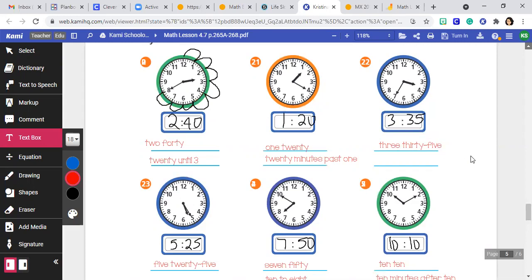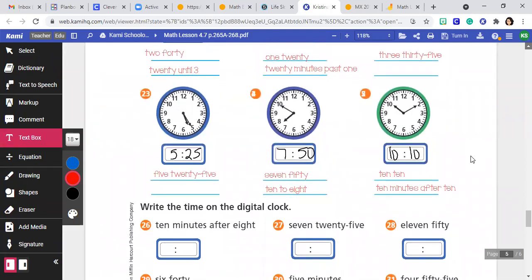And I know I asked for you to think of 2 different ways. You could also say 25 minutes until 4. Number 23, 5:25, or 35 minutes until 6. Number 24, 7:50, or 10 minutes until 8, or 10 to 8. 25, 10:10. You could see it on the digital clock down here, but you could also say 10 minutes after 10.